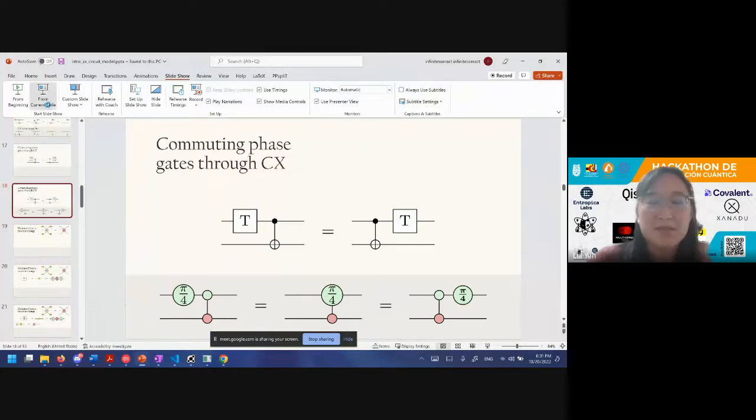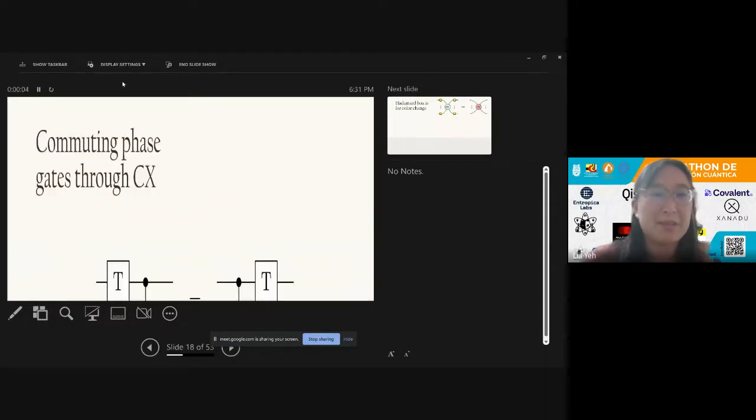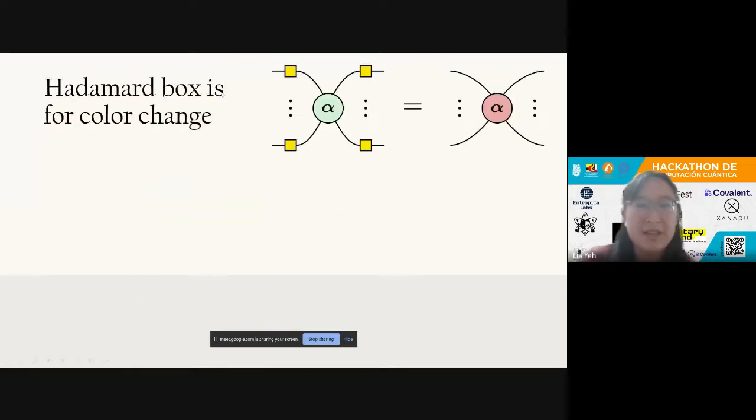So the last gate to introduce, because of all the common single qubit gates like H, S, T, the two qubit gate CX, and Z and X, the only one we haven't covered yet is H. So the H gate, how it's drawn in ZX calculus, is just a square. I use a yellow square here, but I also used a blue square elsewhere. A square with one input and one output is the Hadamard gate, and it's for color change.